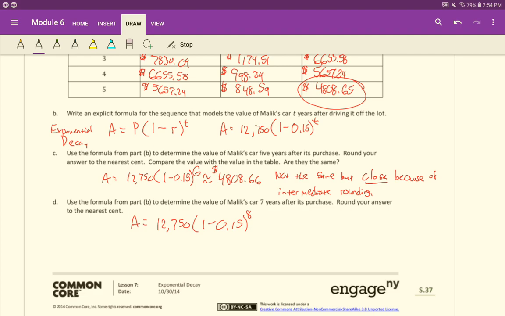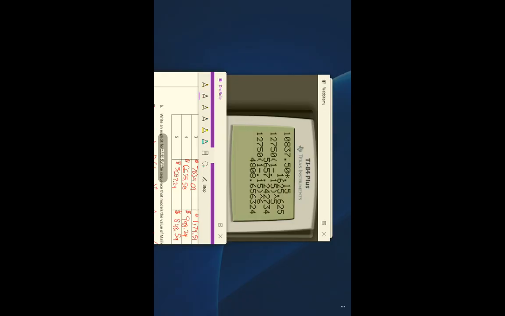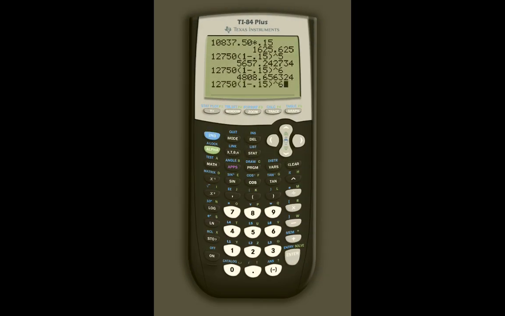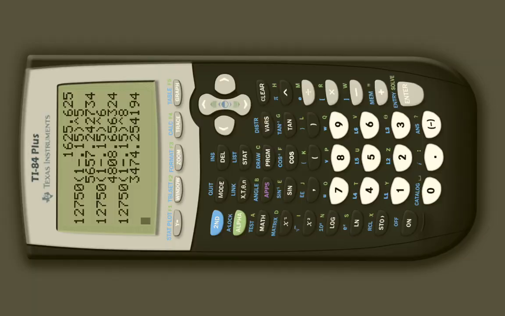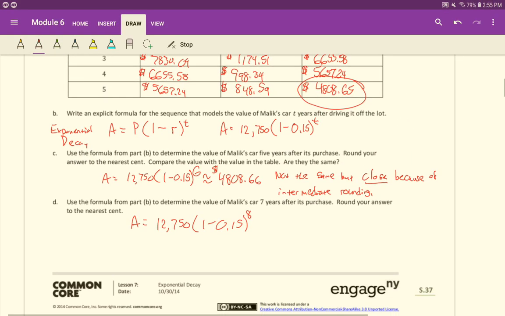So again, we'll type this into our calculator. Second, enter to recopy, and we'll put the 8 in, hit enter, 3474.25. Okay, and again, that's in dollars.